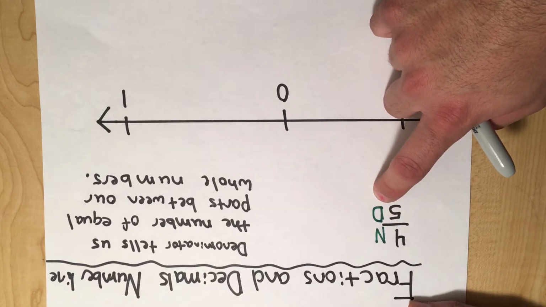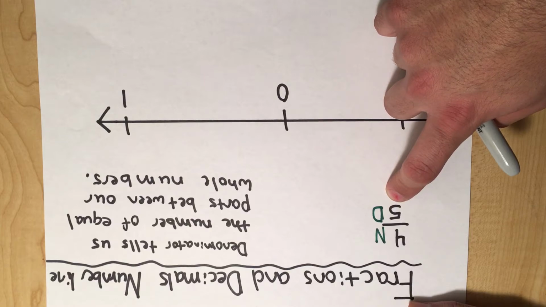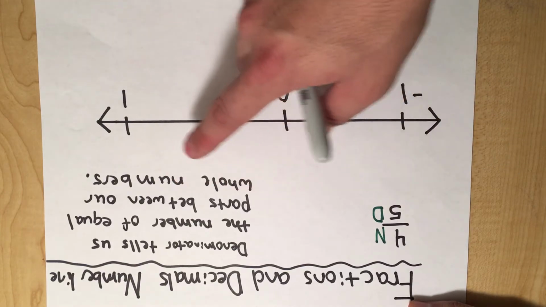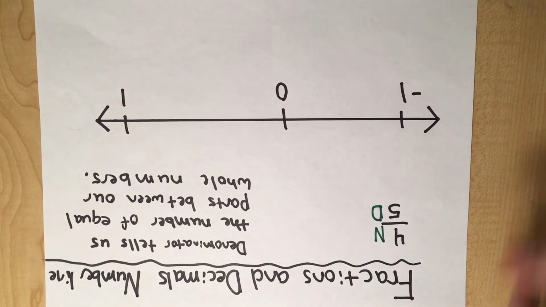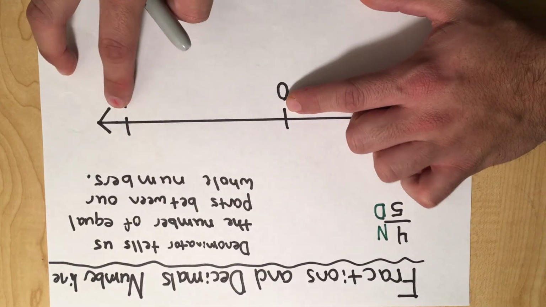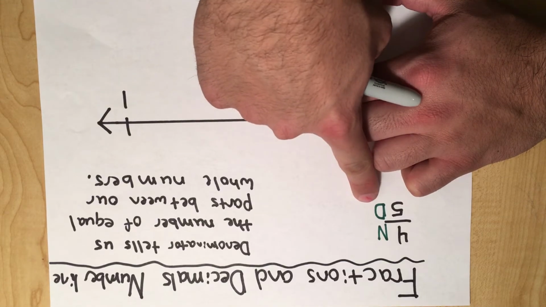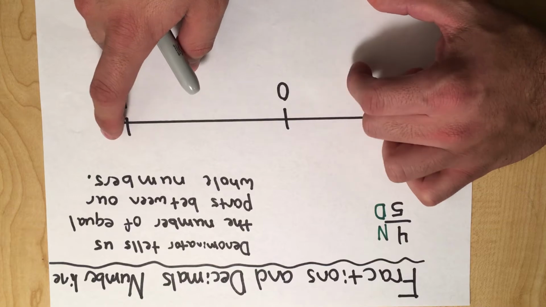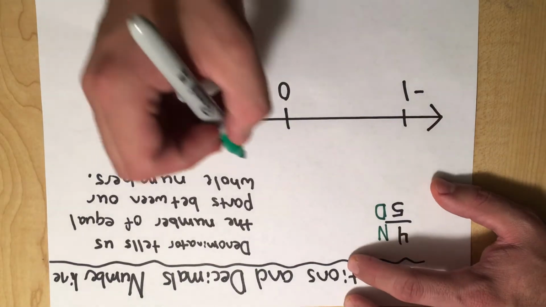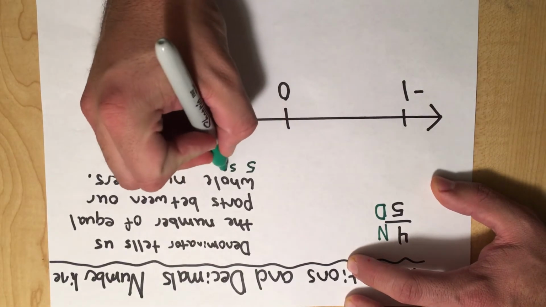And that will tell you that the top one's the numerator and the bottom one's the denominator. So our denominator here is 5. That's going to tell us the number of equal parts that we're going to have to divide our whole number into. And what do I mean by whole number? I'm talking about from 0 all the way to 1. So if our denominator is 5, that means we're going to divide our whole number into 5 equal parts. Or we could also say there should be 5 spaces.